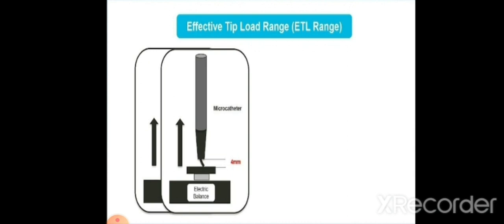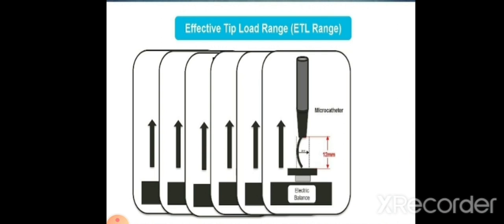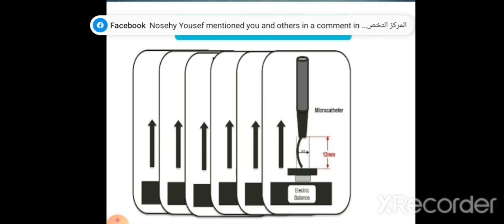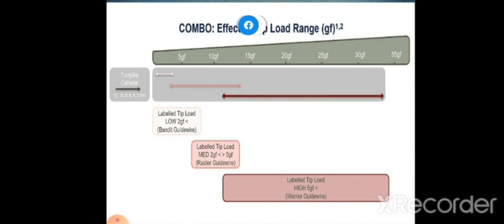As we see here, at 4 millimeter it is lower than at 2 millimeter. If you reach the far 12 millimeter proximal to the tip of the guide wire, you have the actual tip load of the guide wire itself. At that time, the microcatheter has zero effect on the tip load of the guide wire. So in this diagram, if we take, for example, Turnpike catheters with different guide wires with different tip loads, you will understand what exactly I mean.